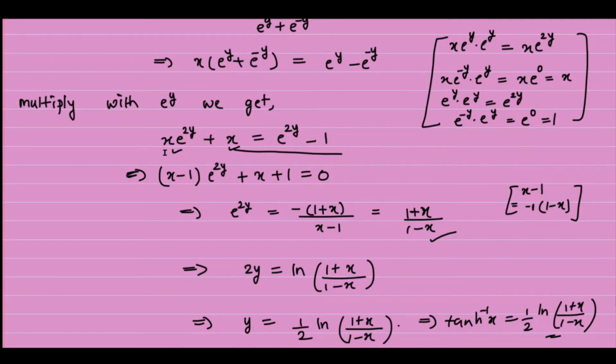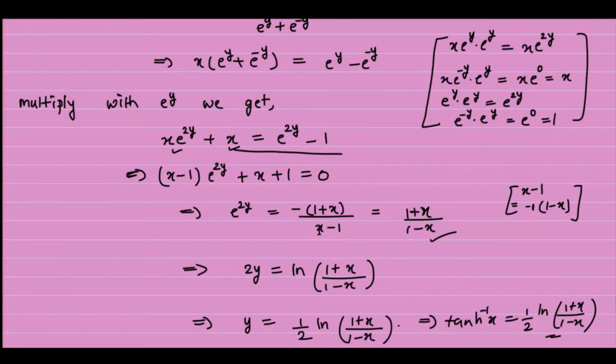So we got the equation x e raised to 2y plus x equal to e raised to 2y minus 1. Now we will take e raised to 2y outside. So we will get (x minus 1) into e raised to 2y plus (x plus 1) equal to 0. From this we will write what e raised to 2y is. So we'll take x plus 1 to the RHS, and we'll get minus of (x plus 1) divided by (x minus 1).